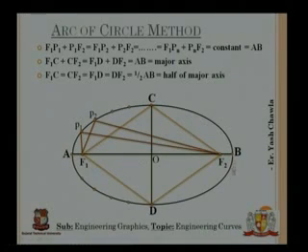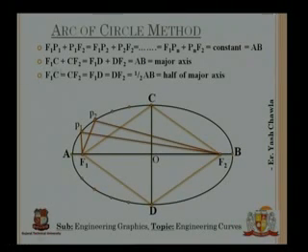So any point on the ellipse, if I measure its distance from both the focuses and add those distances, it will always be equal to AB, that is the major axis, and it will always be equal to a constant because AB is not changing.